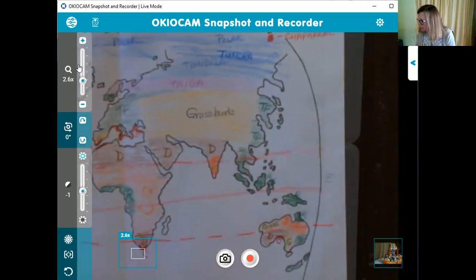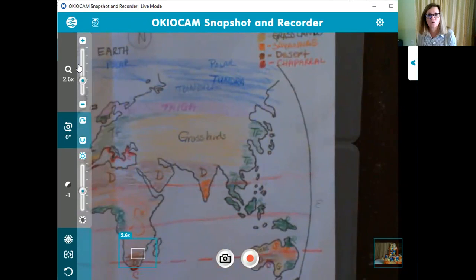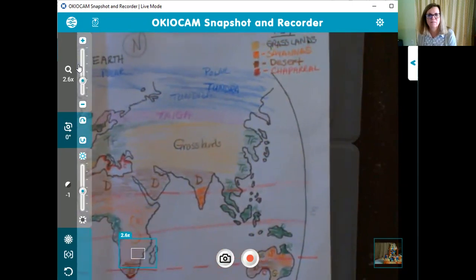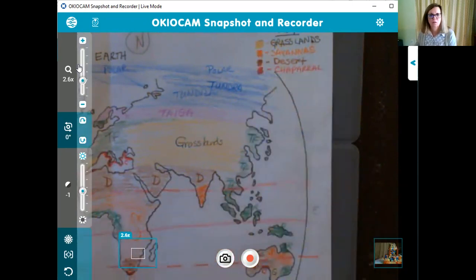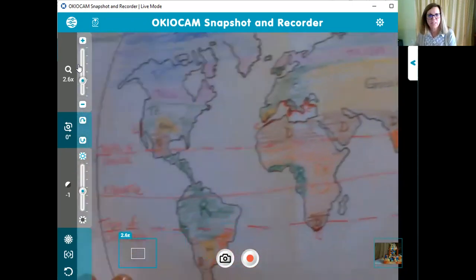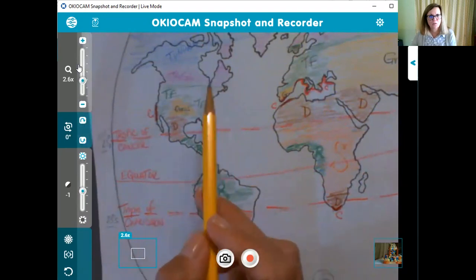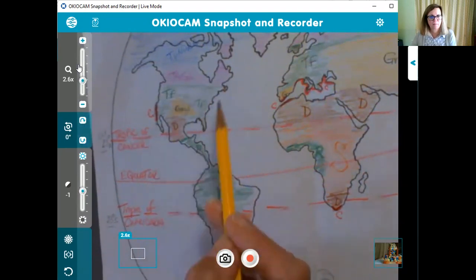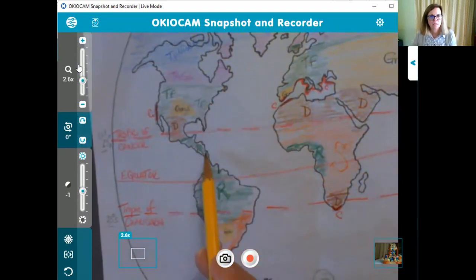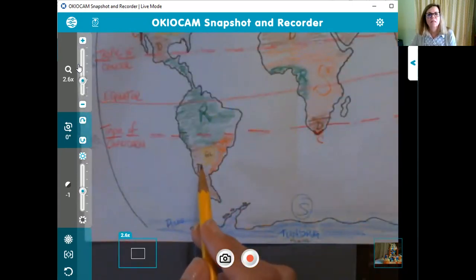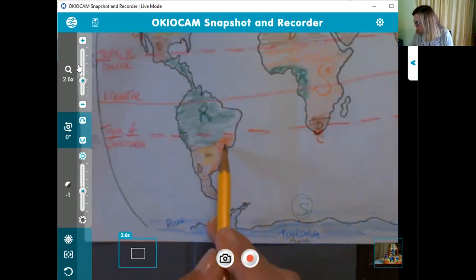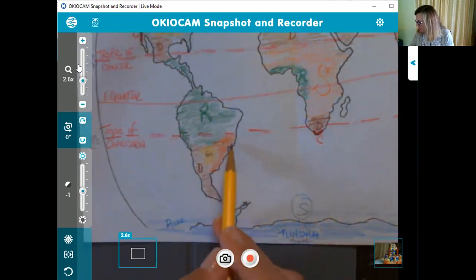The next one is the desert. So the desert's quite interesting. Oh, I'm sorry, the savannas. Savannas I drew in orange. So let's look at the savannas. That's very similar to the grasslands, but different. There are no savannas in North America, none in Central America. You've got to get down here to South America to be able to see savannas. So this right here is the savannas.